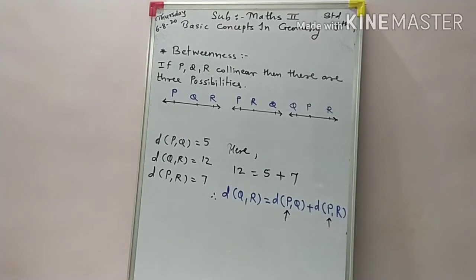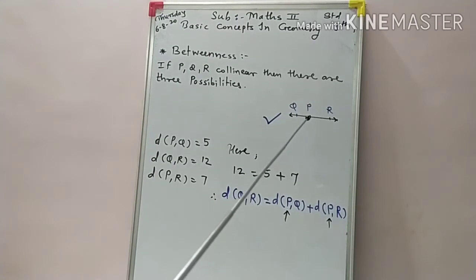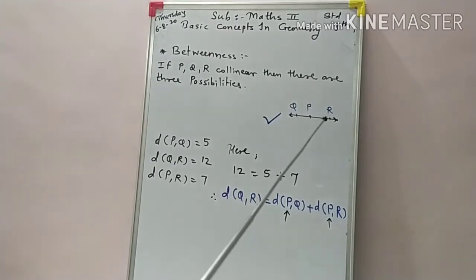Yes, here we notice that P is the common point, and it means that point P lies in between Q and R. Or you can say, as you notice, distance QR equals distance PQ plus distance PR, means QR is the longest distance, and one point is missing here, and that is P. That means P lies in between Q and R, and it means these 3 points P, Q, R are collinear, and the in-between point is P, which lies in between Q and R. So in this way we find the betweenness.